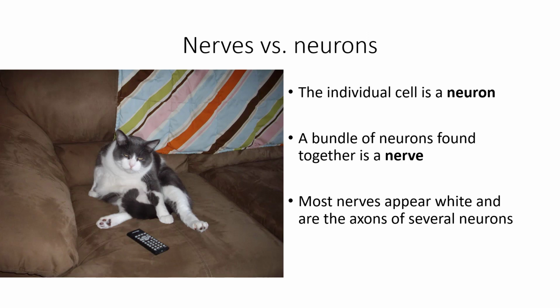Now, here's a term I want you guys to know. There are nerves and there are neurons. An individual cell is a neuron. A bundle of neurons found together is what we call a nerve. And you're going to see nerves generally as these white threads. And that's actually the axons of several neurons that have been put together. So when we refer to nerves later in this lecture, it's really those axons that are traveling from one point to another, and those are bundled neurons.